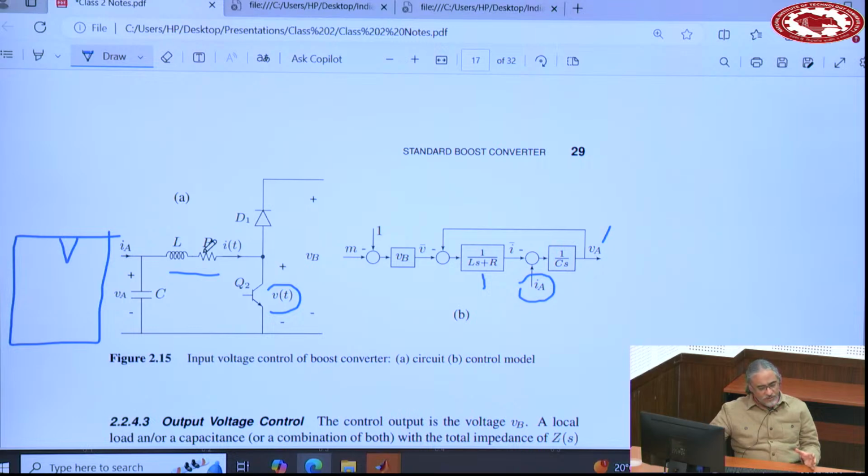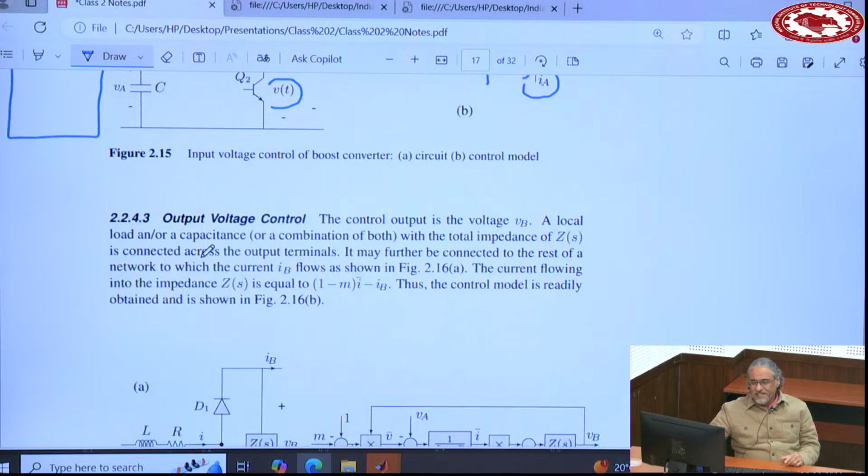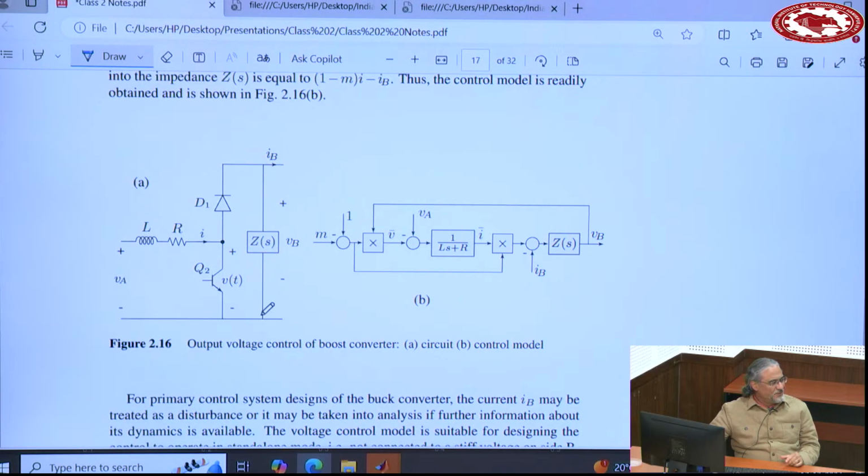For the boost converter, however, the output voltage control becomes nonlinear, similar to what we had for the input voltage control of the buck converter. If you look at these two converters, buck and boost, they are dual of each other. So the input voltage control of the buck becomes equivalent to the output voltage control of the boost, and vice versa. So it becomes again a nonlinear model here.